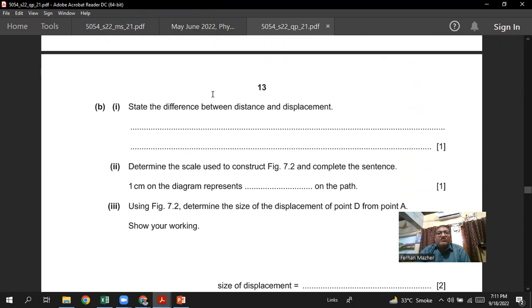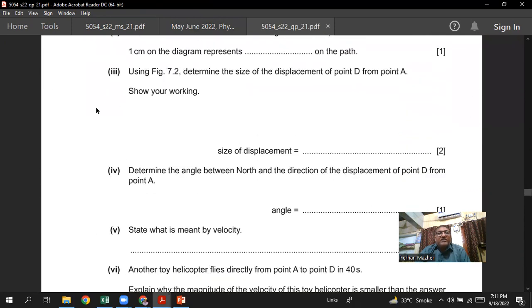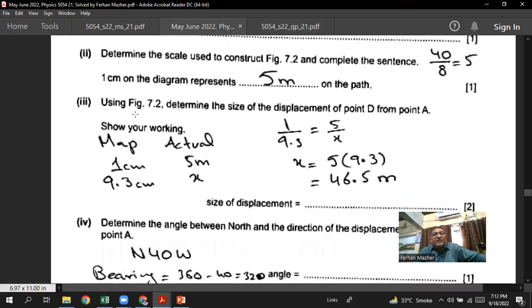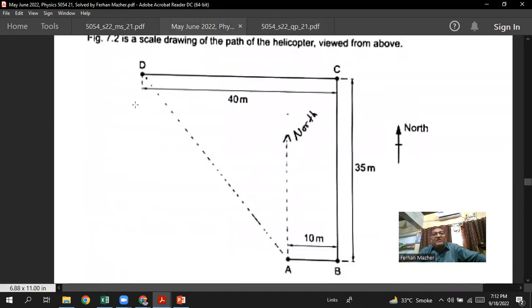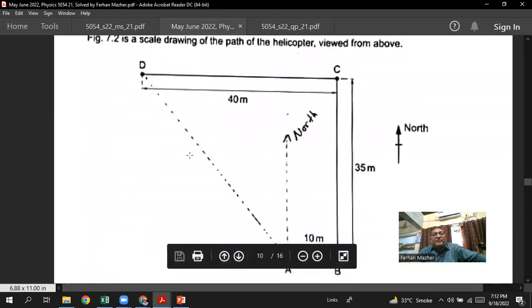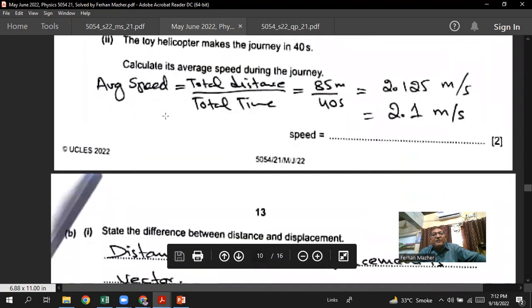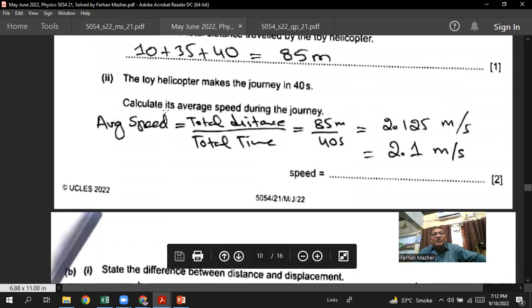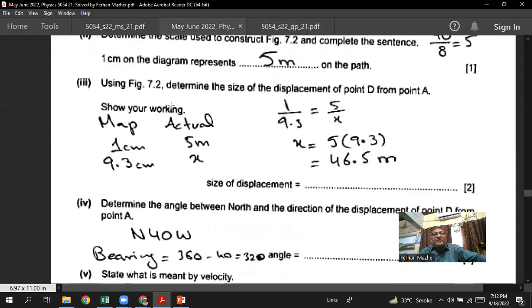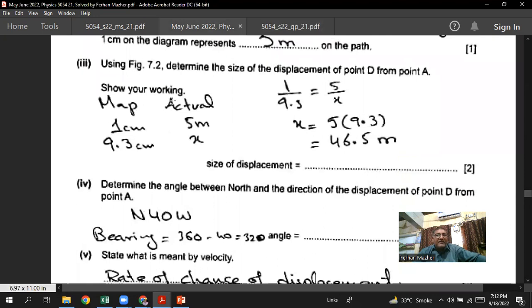Now the question is, using figure 7.2, determine the size of the displacement of point D from point A. Show your working. We have to find out the size of the displacement. So what I will do, I will join the starting point with the finish point, and I will measure this length with the help of the scale. That is 9.3 centimeter.